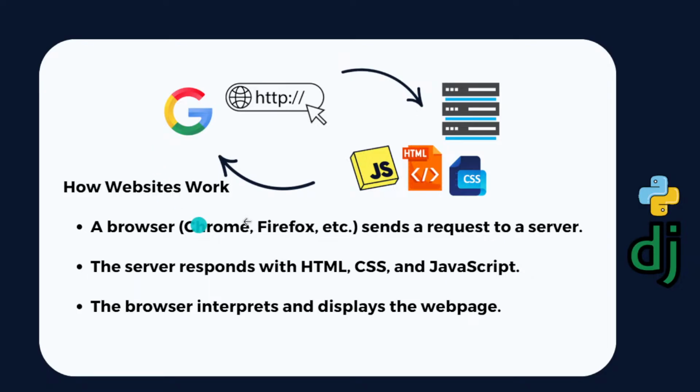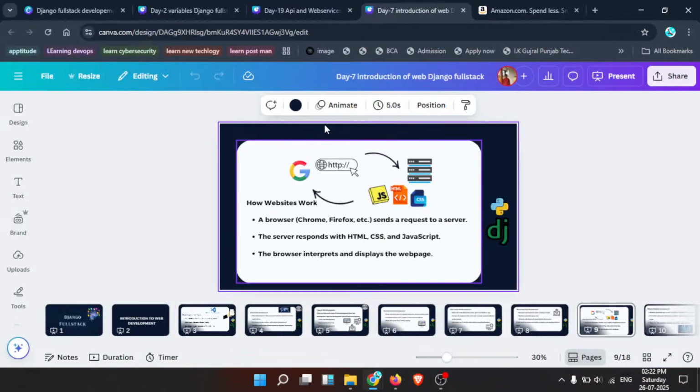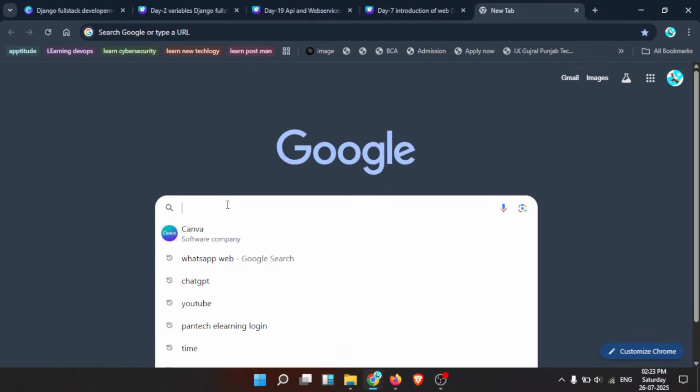Whenever we type anything in the browser, like if you need to enter Facebook, you just type Facebook, and if you need to enter Flipkart, you just type Flipkart. That is called a request. Whenever I open Google, I just search for Amazon.